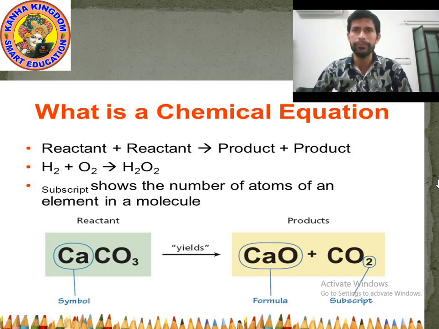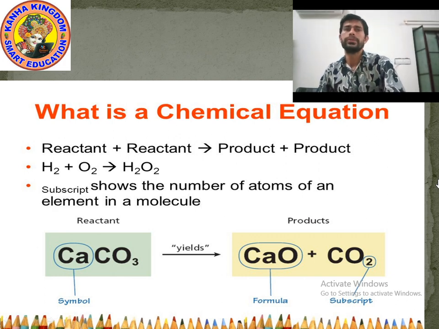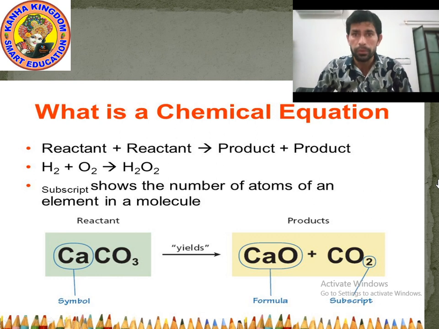CaCO3 giving out CaO plus CO2. CaCO3 is the chemical formula of marble. CaO, calcium oxide, is the chemical formula of quicklime. CO2 is the chemical formula of carbon dioxide gas. Okay, so these are all chemical formulas. Now I have written a word YIELDS. Can you see yield? Where is it written? Yes, it is written above the arrow. So it is actually representing the arrow.